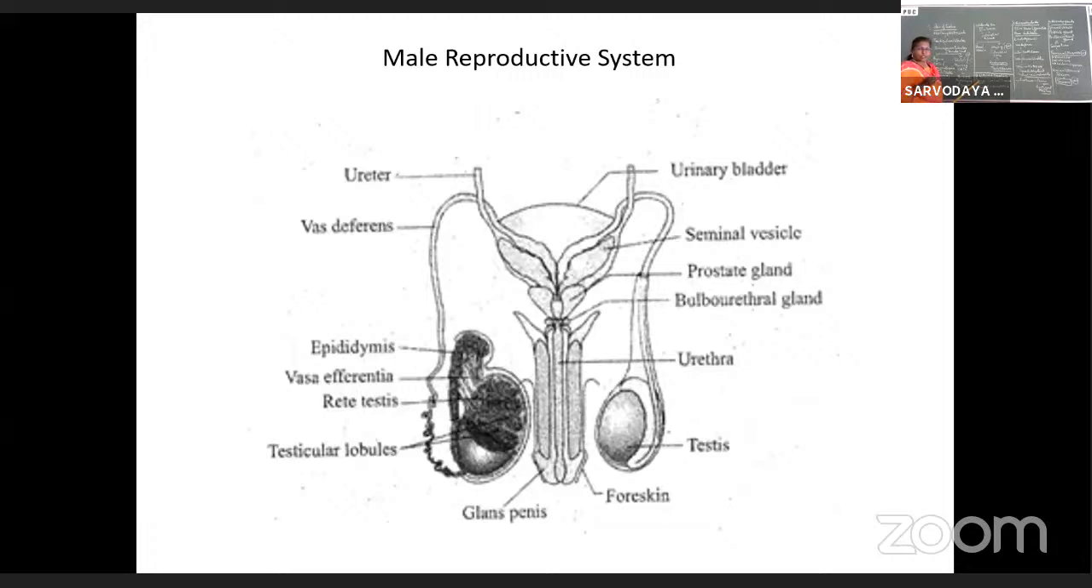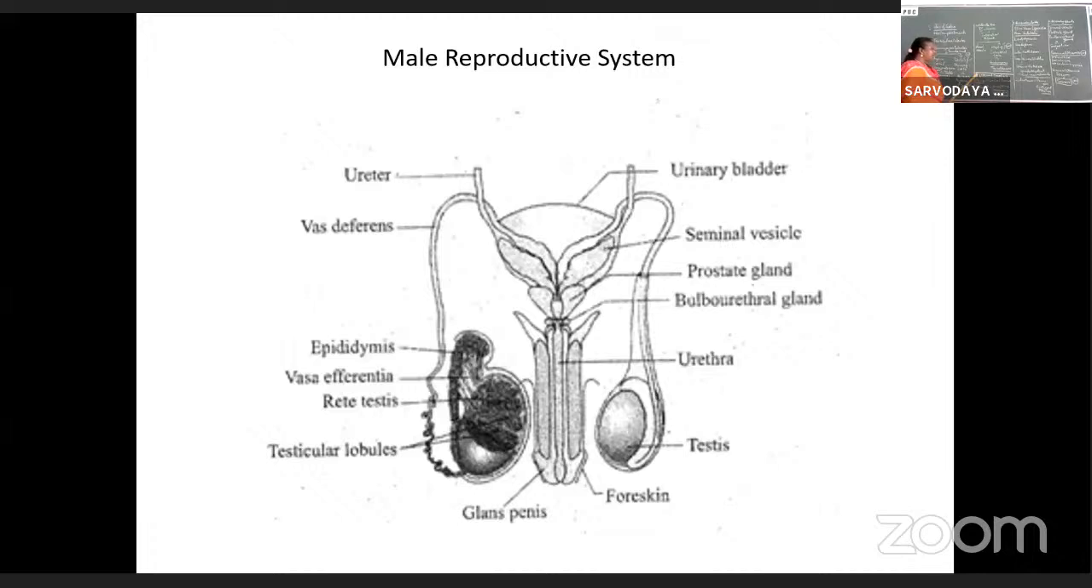So the penis, the copulatory organ, is a part of the external genitalia. We observe that it is made up of special tissue. Then the tip of the penis is enlarged, and the enlarged portion of the penis is referred as glans penis. Now this glans penis is covered by a loose skin. What is it called? It is named as the foreskin.